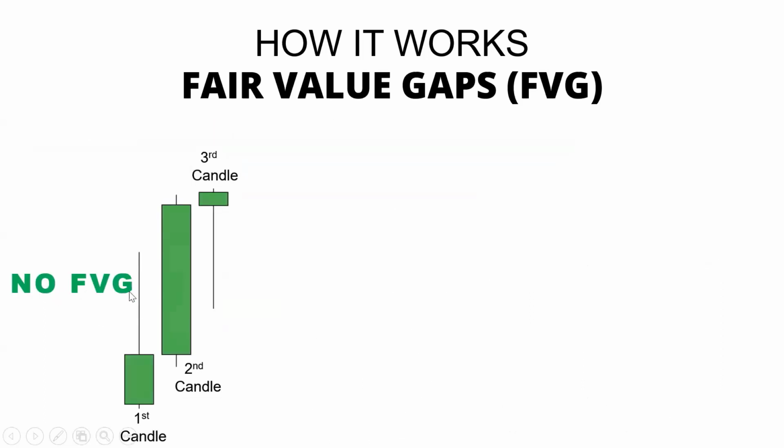So here's an example. That's not a fair value gap. First candle forms, wick goes up. Second candle forms, looks like an impulse candle.